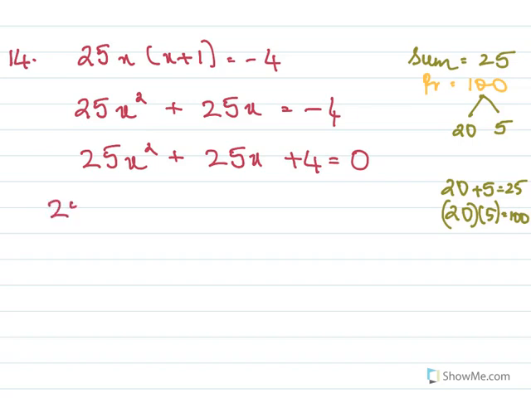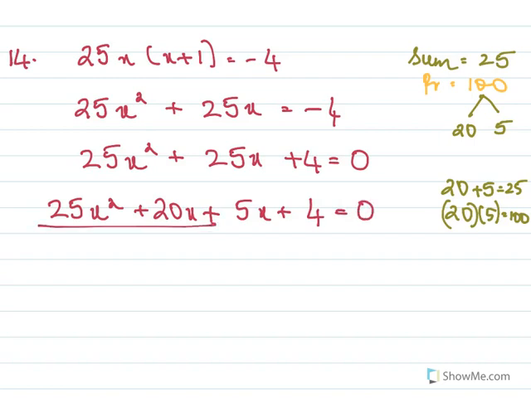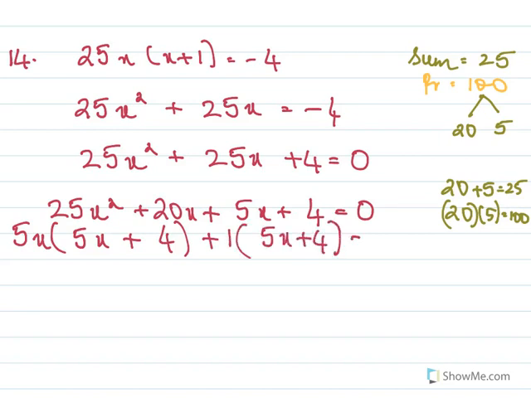So the factors now are 25x square. This 25x I put as 20x plus 5x plus 4 equal to 0. We take common out. 5x common out here, so it will be 5x plus 4, plus 1 common out, 5x plus 4 equal to 0. 5x plus 4, 5x plus 4 common out, so 5x plus 4 common out. Now what remains is 5x plus 1.